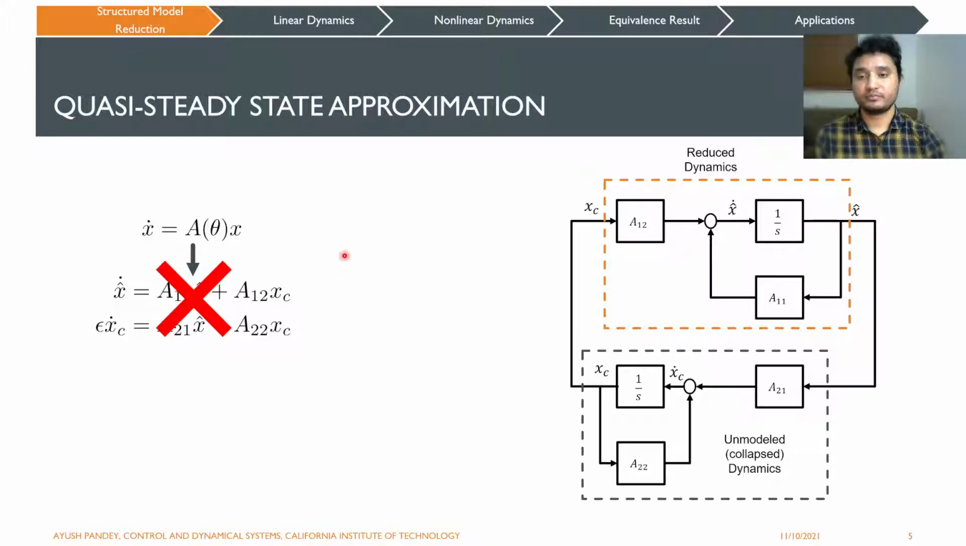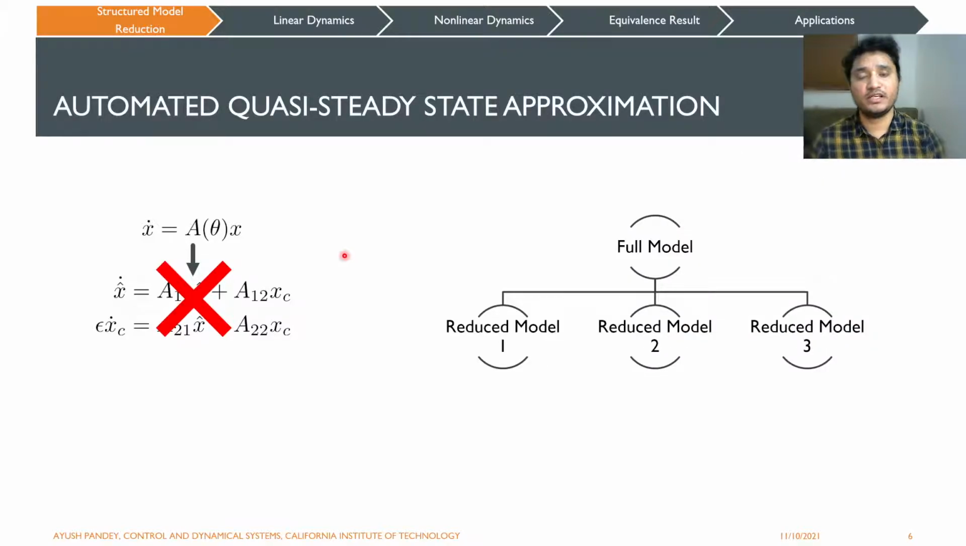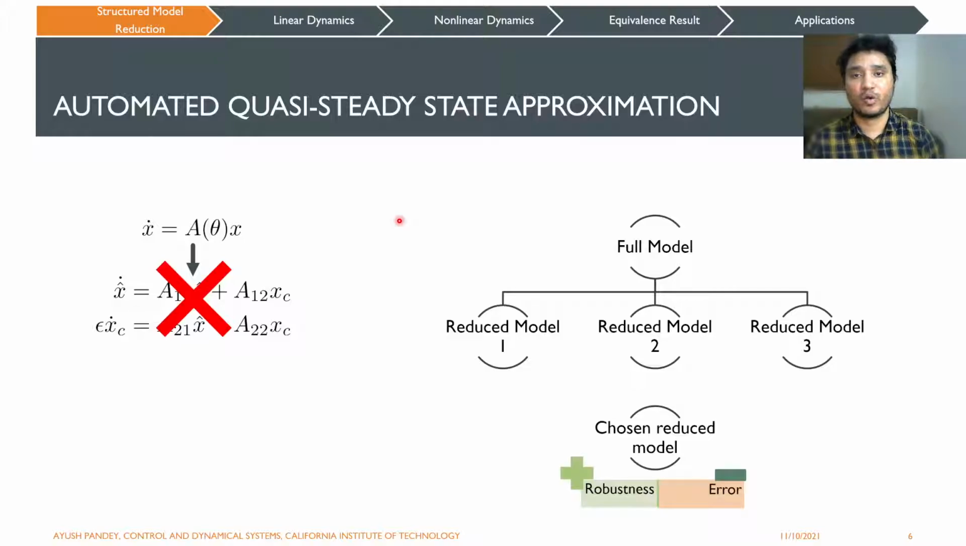So to have something in between, in our previous work, we have proposed an automated quasi-steady state approximation method that takes the best of both worlds by having the problem be widely applicable by not requiring the strict structure, but also giving bounds on the error of model reduction, and a robustness metric that quantifies each reduced model according to how robust it is. So with the use of these two metrics, we can choose a final reduced model.